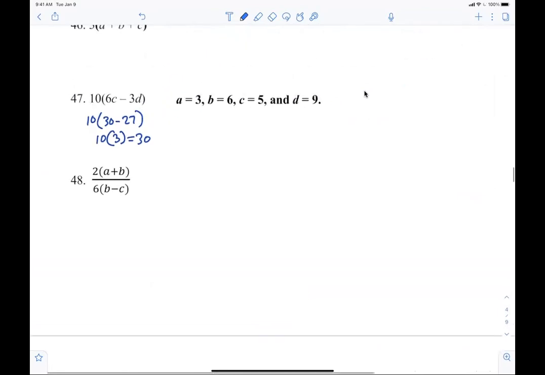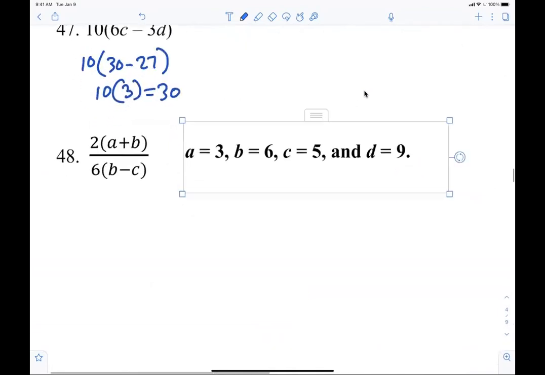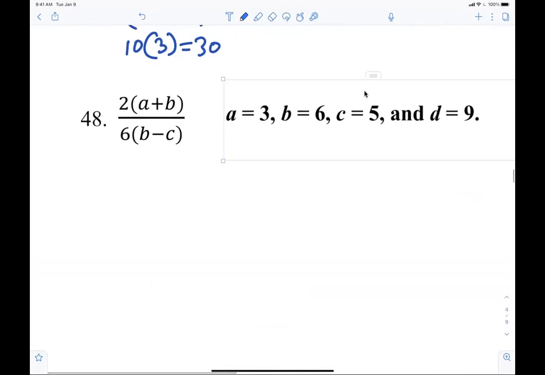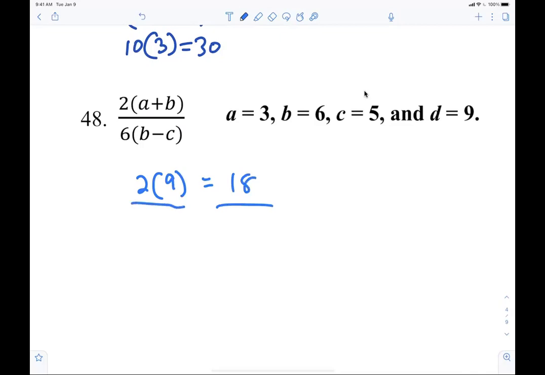Uh-oh. Yeah, I got to bring this down. So what do I do first here, buddy? 2 times, so A equals 3. So 2 times 9 is 18. Good. Top divided by 6. That's correct. So 303. That would be correct. Anybody have any issues with that? Anybody?